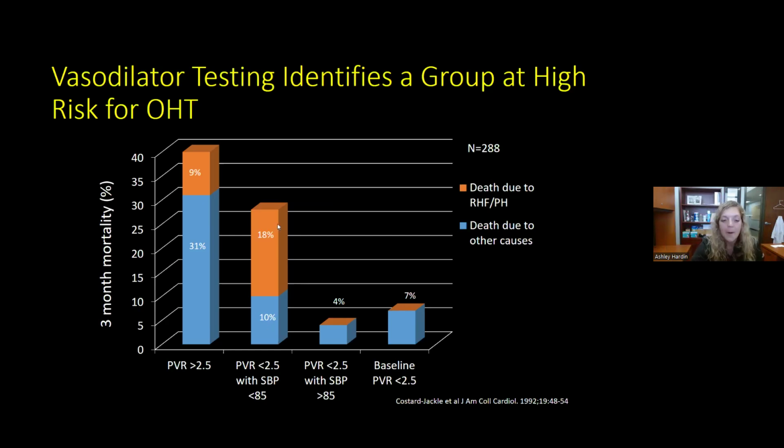That's pretty high. And the orange here versus the blue is kind of death thought attributed just to right heart failure or PH and death due to other causes. So they're not all dying from PH-RV failure. It's just probably a marker of how sick these patients are and their other comorbidities that influence pulmonary hypertension. And if we couldn't reverse it, the PVR stayed above 2.5 despite a nitroprusside infusion, these patients had a 40% 3-month mortality. So that's the role for vasodilator testing.